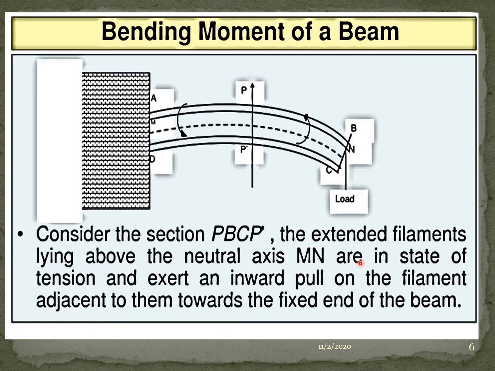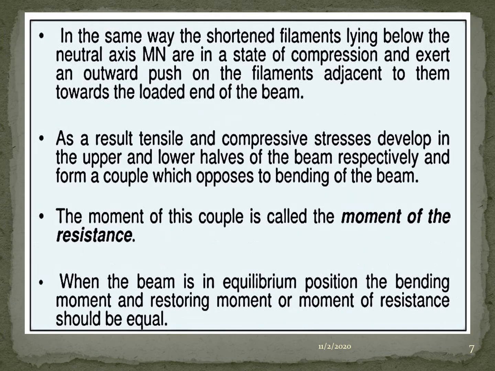So that is Mn. The layers above the neutral axis are in the state of tension and exert an inward pull on the filament adjacent to them, those towards the fixed end of the beam. The shortened filaments lying below the neutral axis Mn are in a state of compression and exert an outward push on the filaments adjacent to them towards the loaded end of the beam.